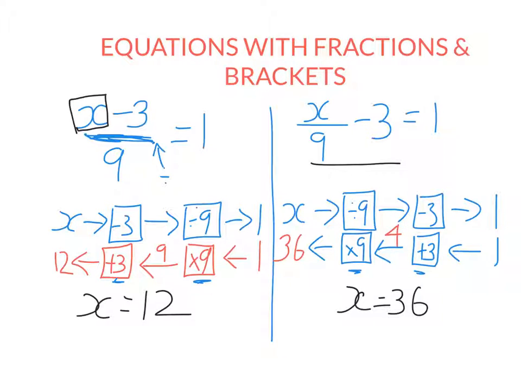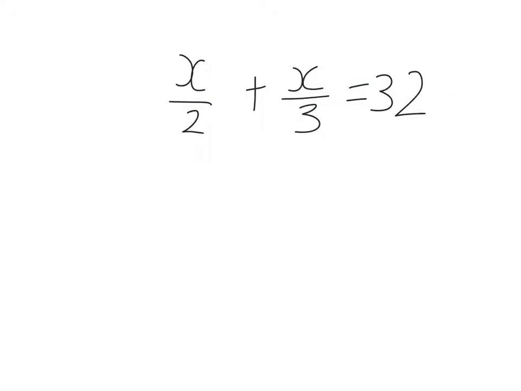Now we're going to do some harder ones with fractions. So what if I have something like this? x over 2 plus x over 3 equals 32. So this one's a little different from the previous questions, and that's because x is now in more than one spot. The unknown number isn't just in one place. So when that happens, we need to first get the pronumeral into one spot.